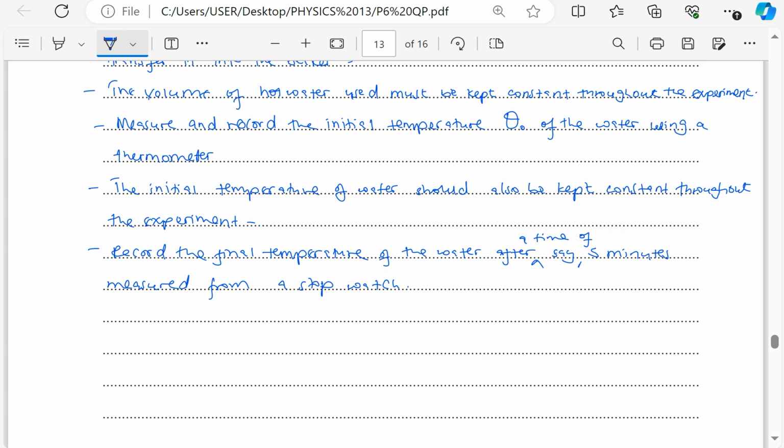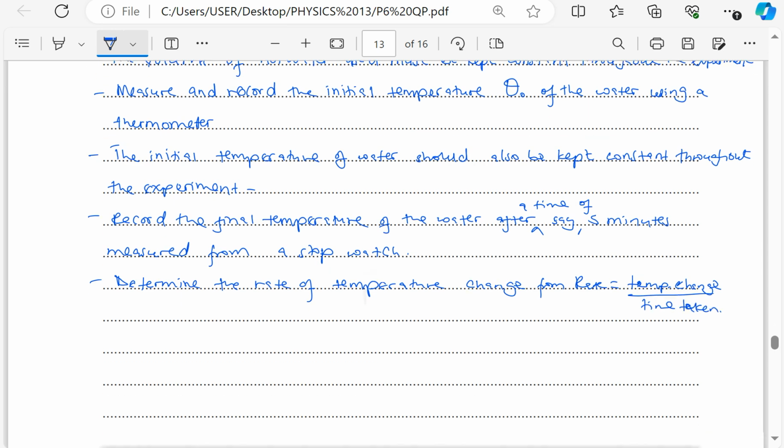So the next thing is now to determine the rate of temperature change, or the rate of cooling. Of course, rate of temperature change is equal to temperature change over time taken. Temperature change divided by time taken, which I have considered to be about 5 minutes.